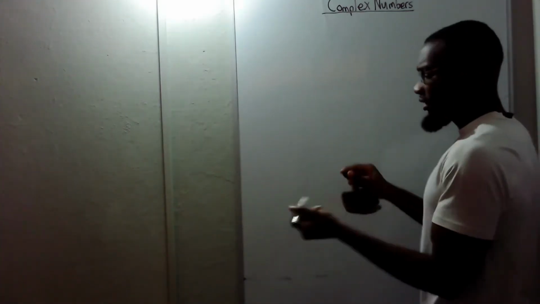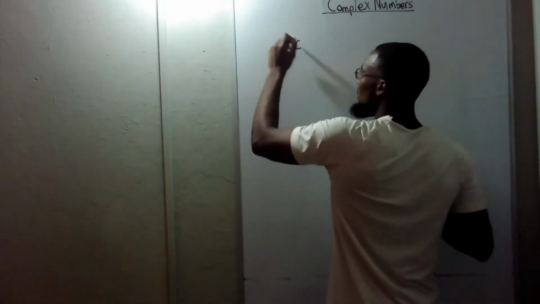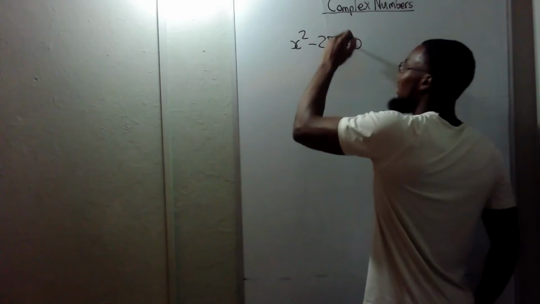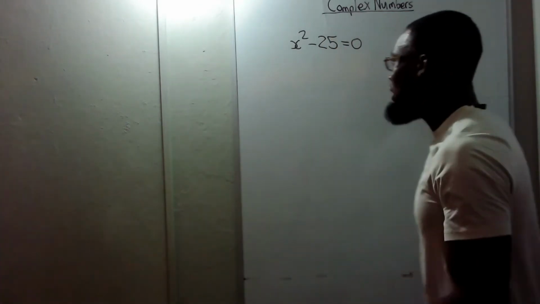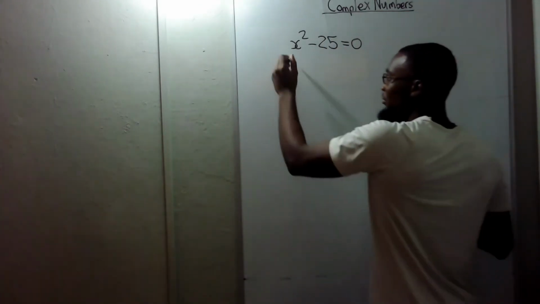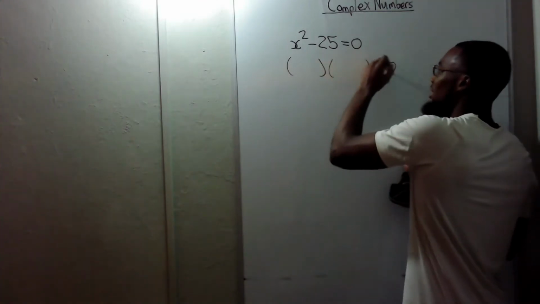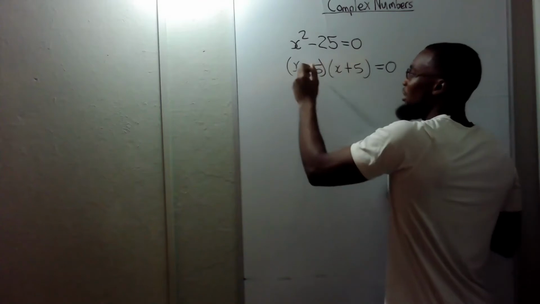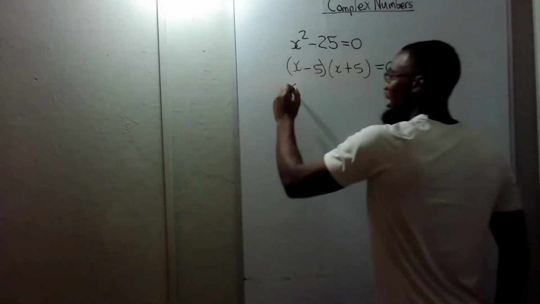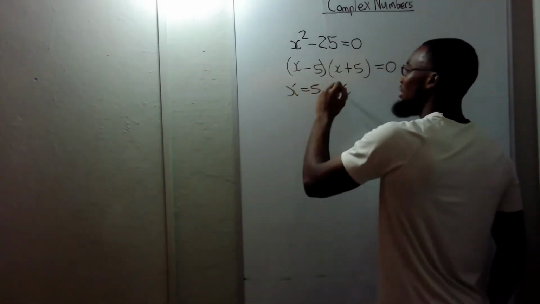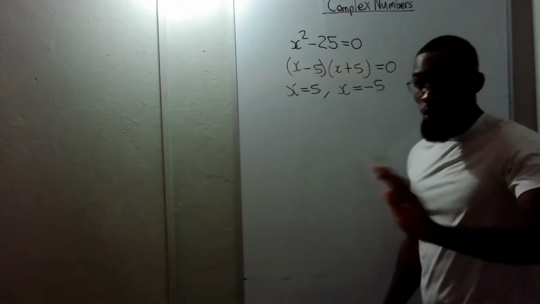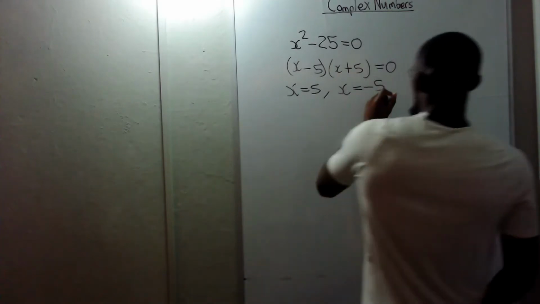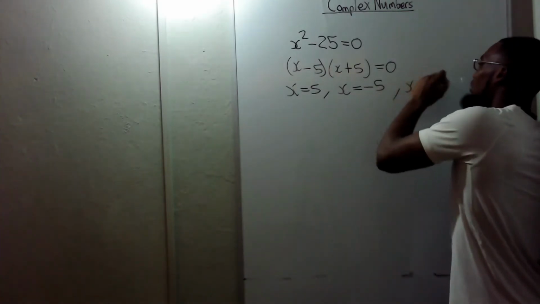If I had given you this question to solve, let's say you're supposed to solve x squared minus 25 equals 0. Solve this equation. Pretty easy. Difference of 2 squares, so we factorize, and we say x minus 5 and x plus 5. So solving it, we get x equals 5, or x equals negative 5. Cool. So these are real solutions. This is telling us x is an element of R.